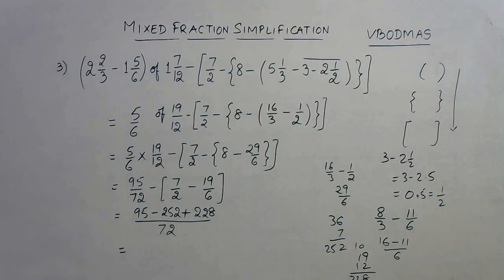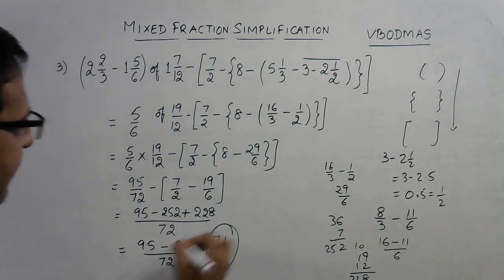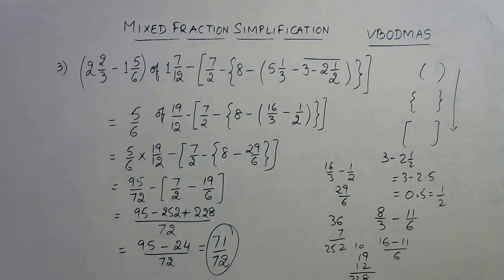This will be, okay, 228 and 252, we have to subtract, so 95 minus, this will be negative because this term is higher than this term, so negative, and 252 minus 228, this will give you 24, and finally 72 in the denominator to give you the final answer. The difference of 95 and 24 is 71. And in the denominator, we have 72, thereby giving you the answer 71 by 72.